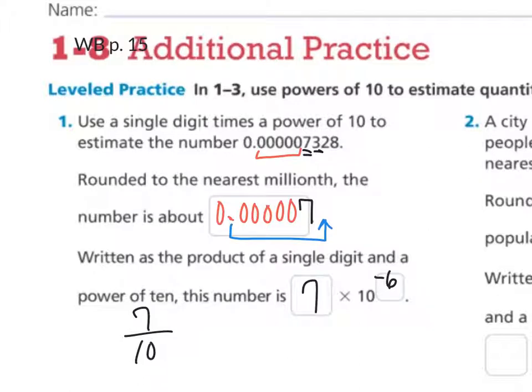Again, we're not going to write it this way, but this is equivalent to that. Remember, negative exponent, put it in the opposite part of the fraction. And again, dividing by 10 moves to the left, multiplying by 10 moves it to the right. So small numbers, negative exponents, big numbers, positive exponents.